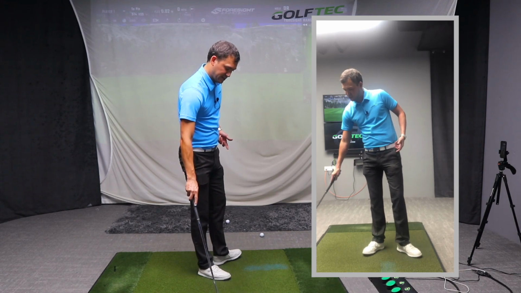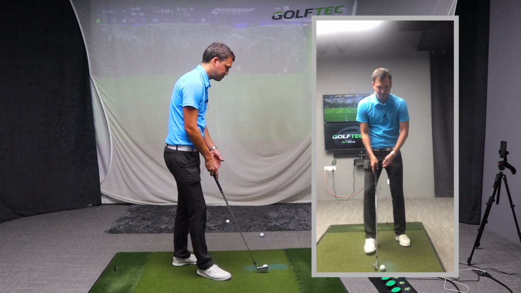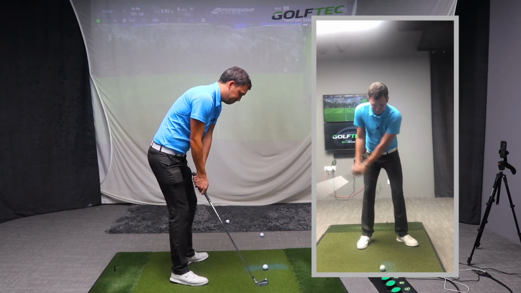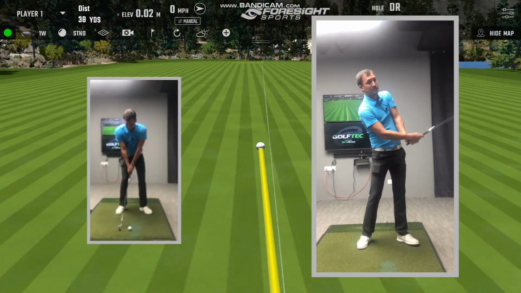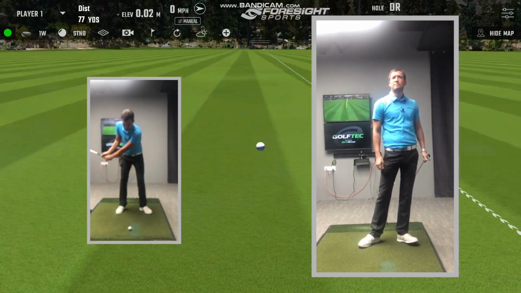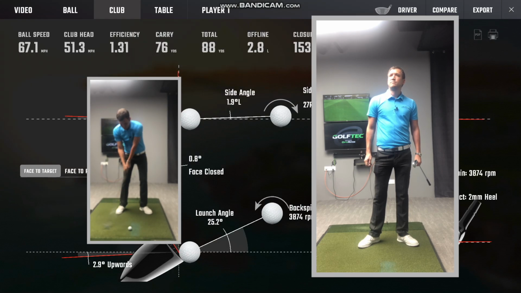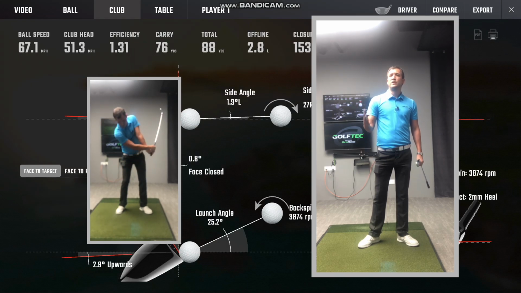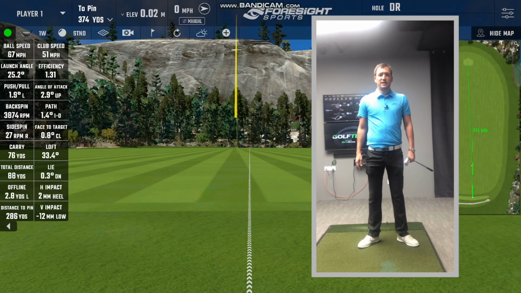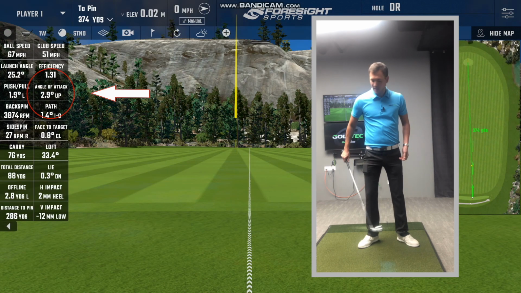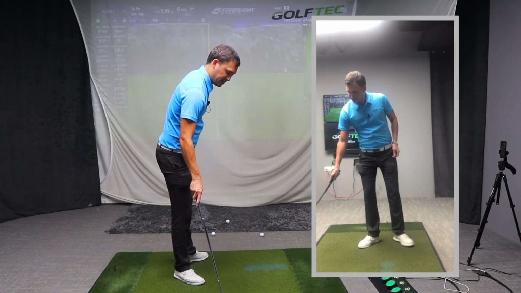Now, why don't we just demonstrate that? Okay, so it would be releasing the club early. There we go. So we've got 2.9 degrees upwards, an angle of attack that is the opposite of what it should be.